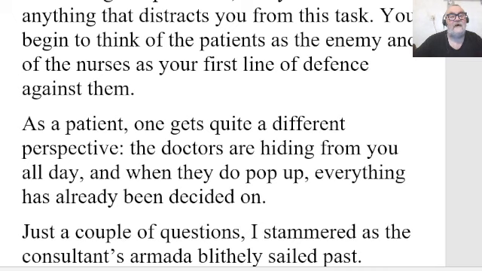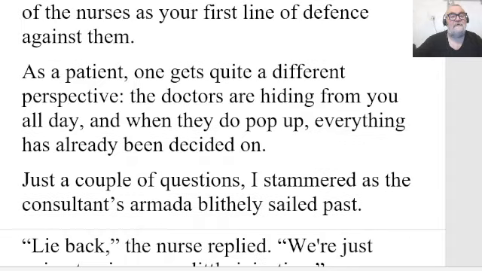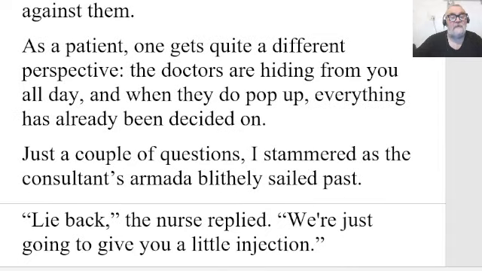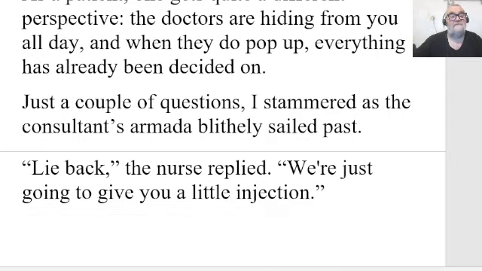The doctors are hiding from you all day, and when they do pop up, everything has already been decided on. "Just a couple of questions," I stammered as the consultant's armada blithely sailed past. "Lie back," the nurse replied. "We're just going to give you a little injection."